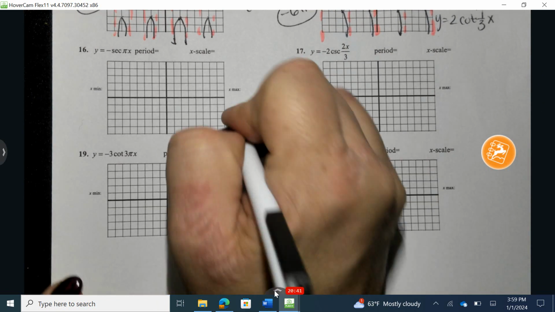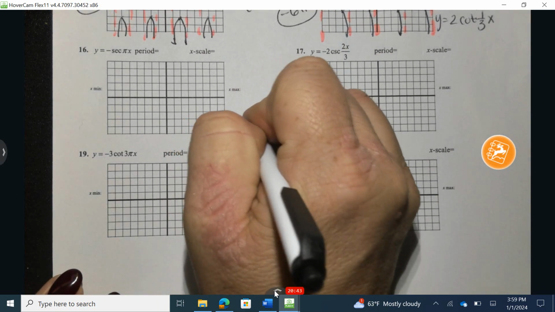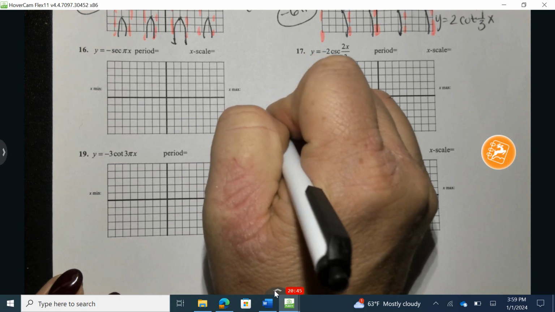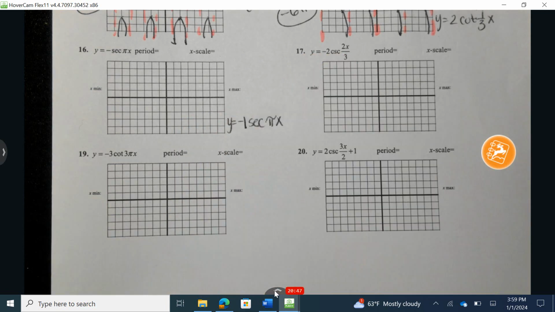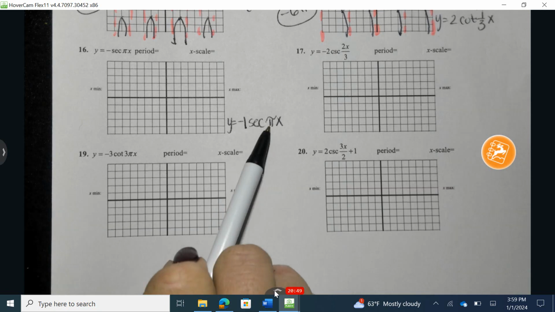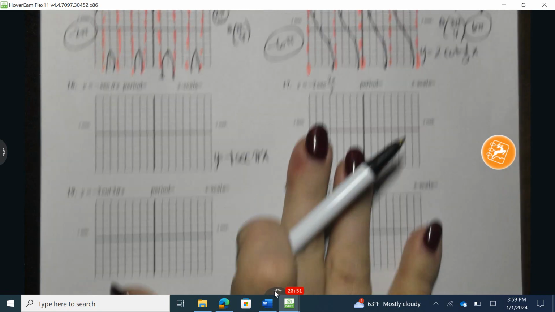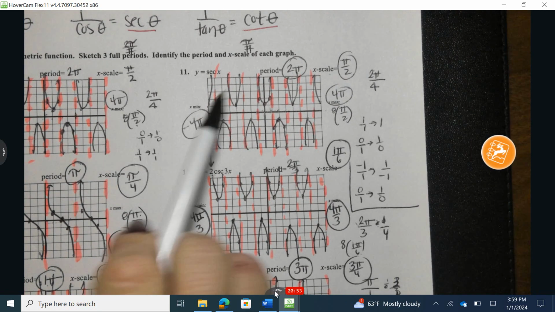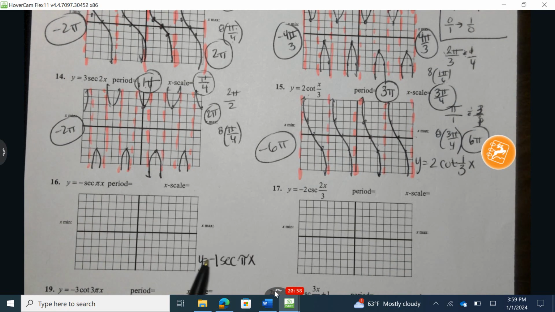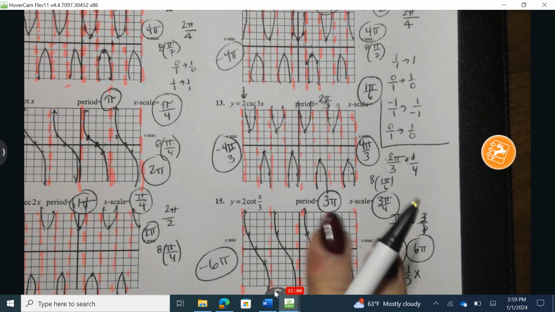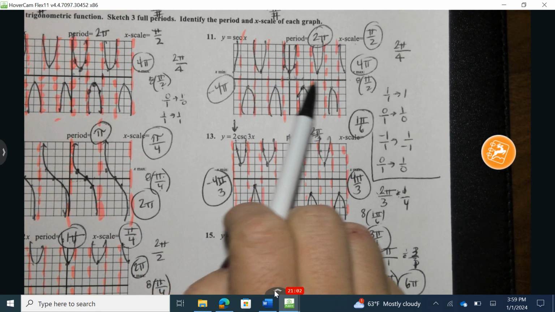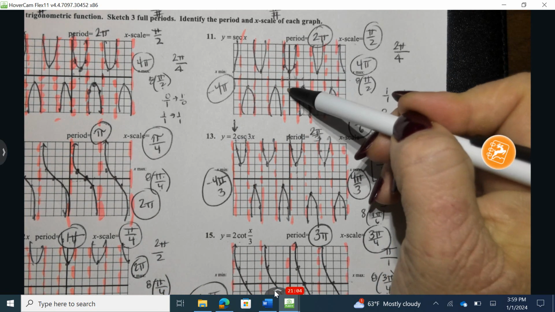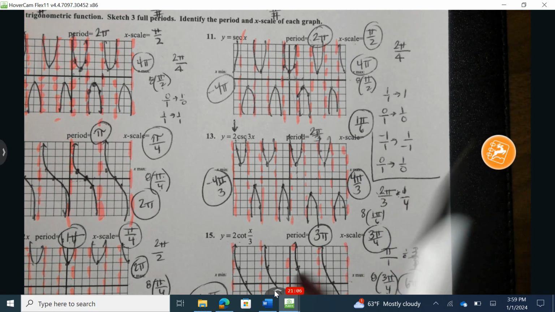All right, so let me rewrite this as y equals negative 1 secant of pi x. So let's just take an idea here. I know that I'm going to relate this back to the original secant, which is in number 11. So this same basic shape. But now when I multiply by the negative 1 out front, what it's going to do is it's going to reflect across this horizontal asymptote. So instead of going up, it's going to go down. Instead of going down, it's going to go up.